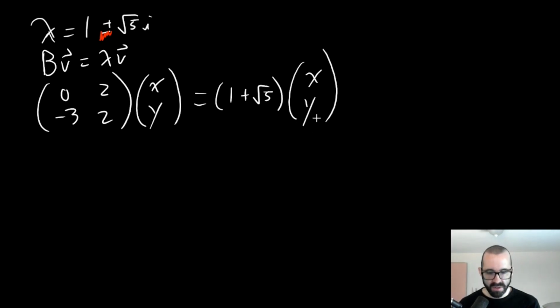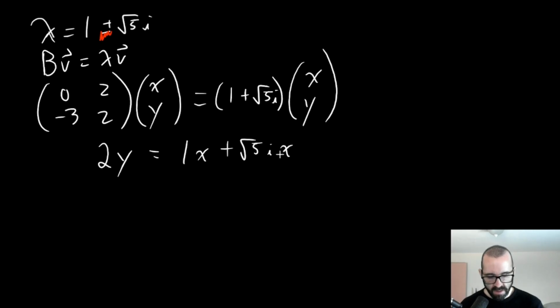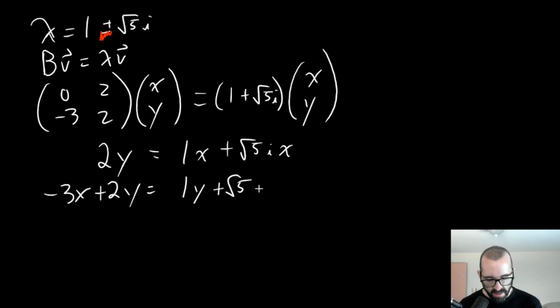We'll have a system of equations. 0x plus 2y equals 1x plus root 5 I times x. And then the other one is negative 3x plus 2y needs to equal 1y plus root 5y times I. And again, these should always be redundant. It's not obvious that they're redundant. Many times it's not going to be obvious that they are redundant, but let's move everything over to one side and see whether they are or not.